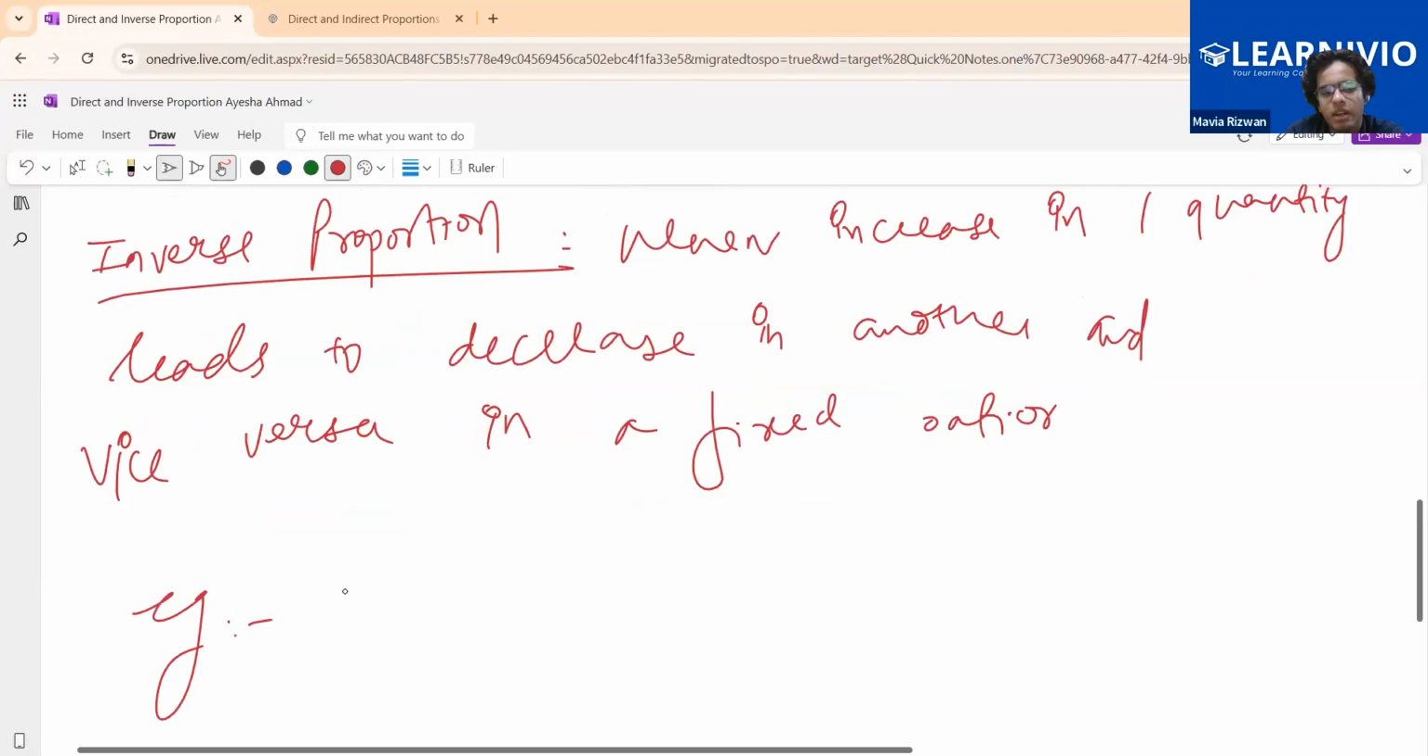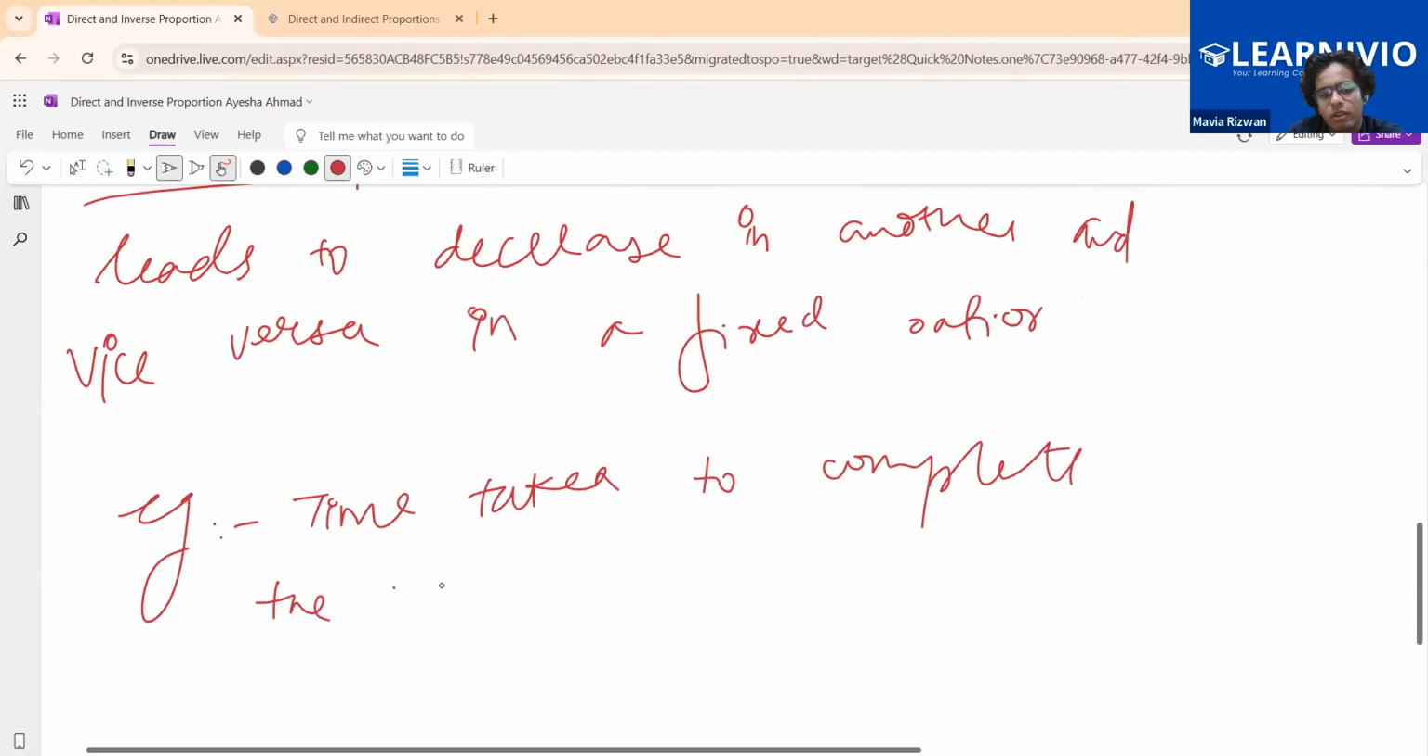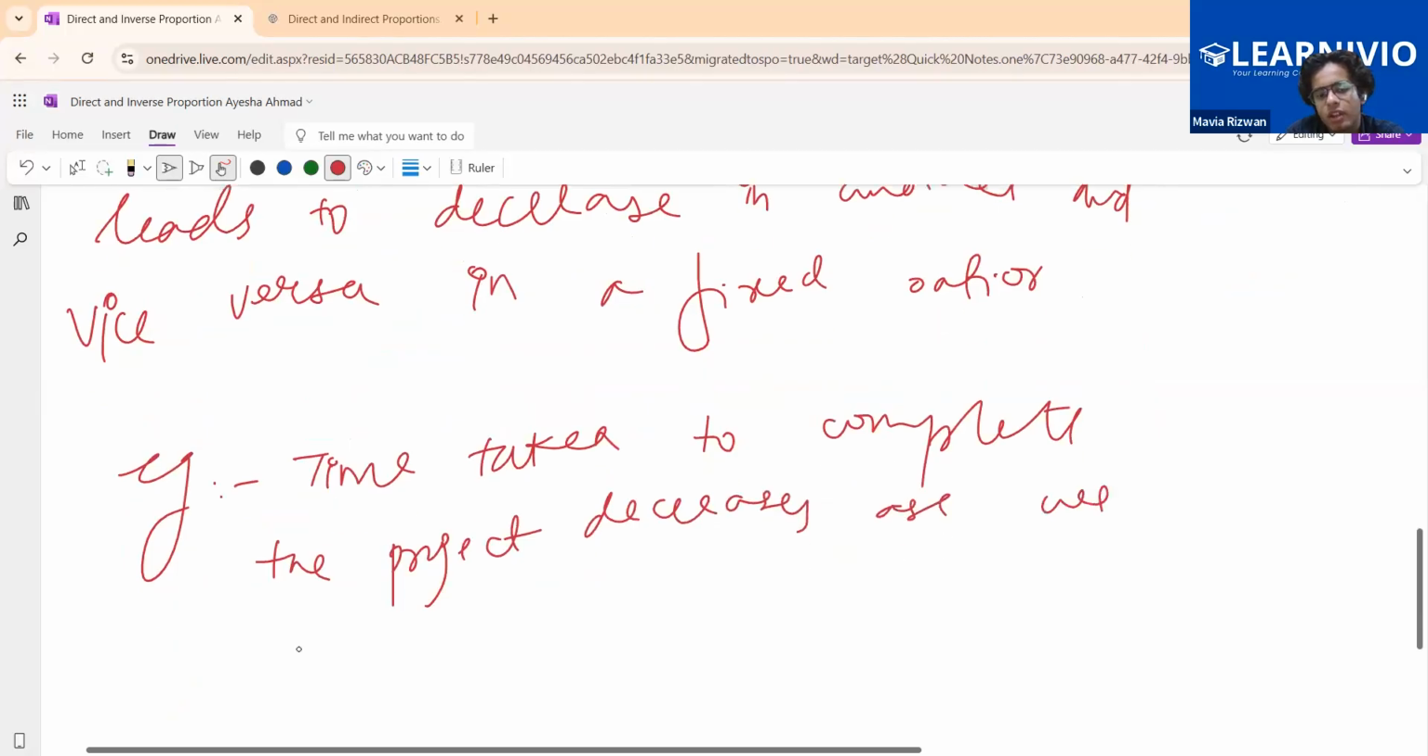Example: the time taken to complete the project decreases as we increase the number of students in a group.